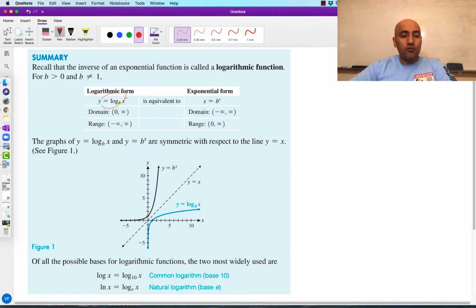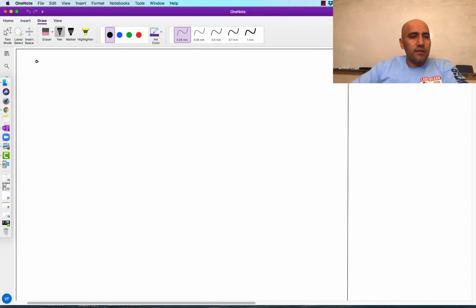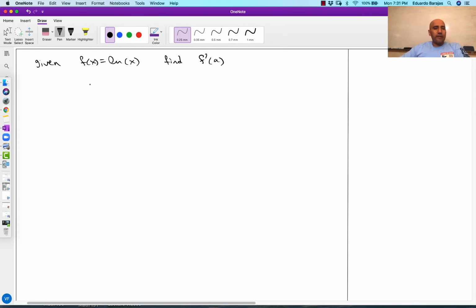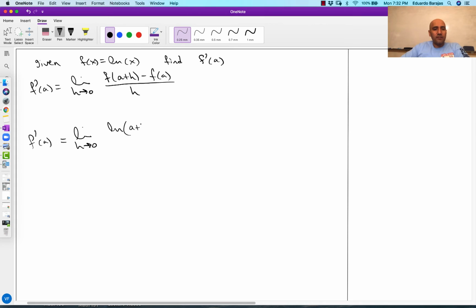Let's try and find the derivative of the ln function. Okay, so now let's say we're given f of x equals ln of x. Find the derivative at a. Okay, so let's set up our limit definition of the derivative. The function is ln of x, so this would be the limit as h goes to 0 of ln of a plus h minus ln of a, all over h.